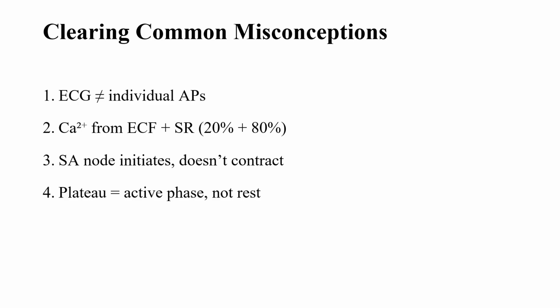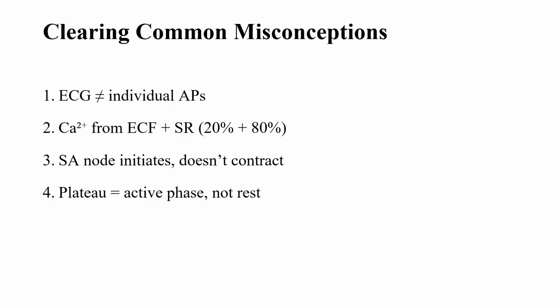3. The SA node initiates the impulse. It doesn't contract. This is a very common mix-up. The SA node is a cluster of specialized pacemaker cells that generate rhythmic action potentials, but they are not contractile. They tell the rest of the heart when to beat. They don't contribute to the pumping action.